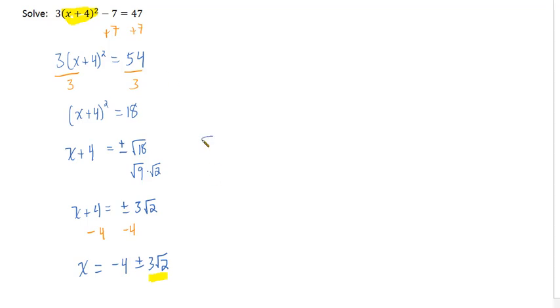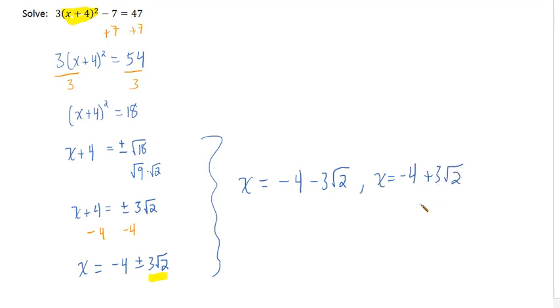So therefore, if we want to break this up into two solutions, what we write is, one of the solutions, x, is negative 4 subtract 3 times the square root of 2. And the other solution is x is equal to negative 4 plus 3 times the square root of 2. And again, we cannot combine the negative 4 minus 3, or the negative 4 plus 3, because these are not like radical terms.